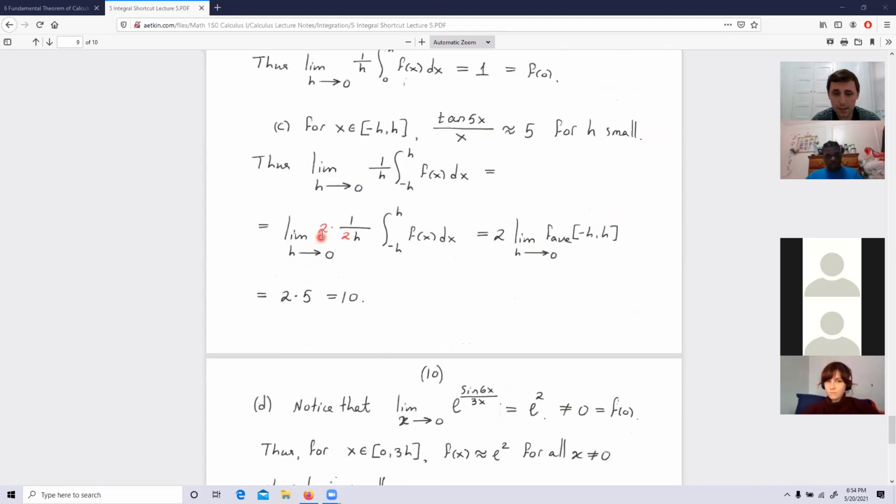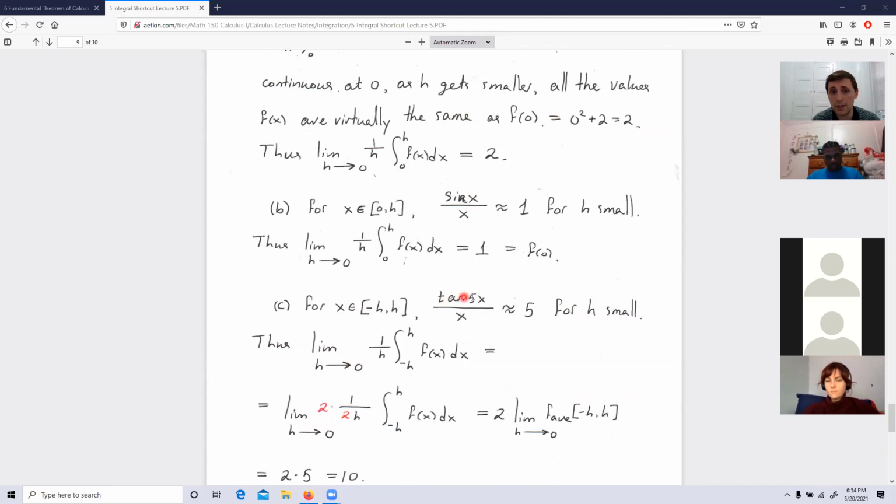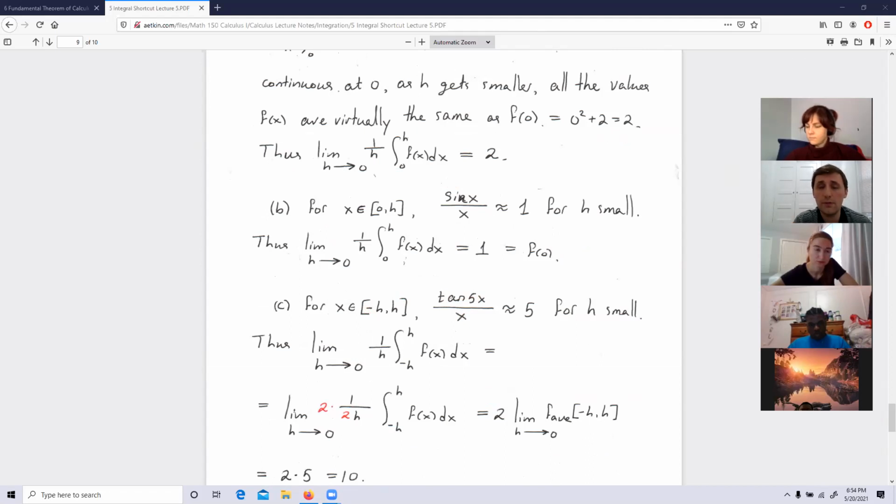Here it is again, guys. You see, I need the 2. And now the average of this function, because I know something about tangent of 5x over x. I know if h is close to 0, tangent is not going to do much to the input. So if x is close to 0, 5x is close to 0. So tangent of 5x is essentially 5x.